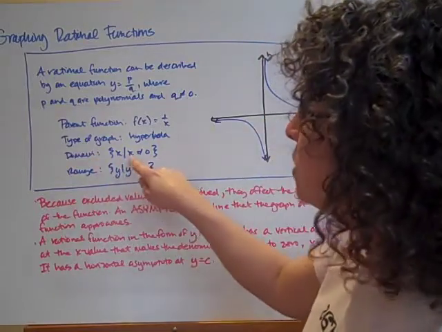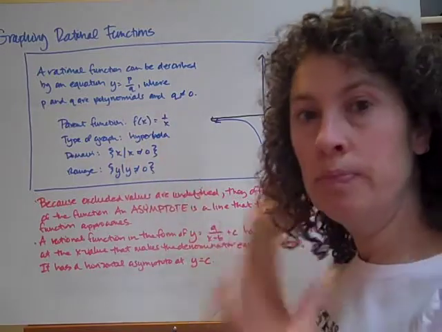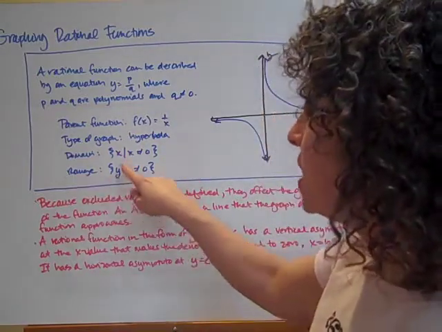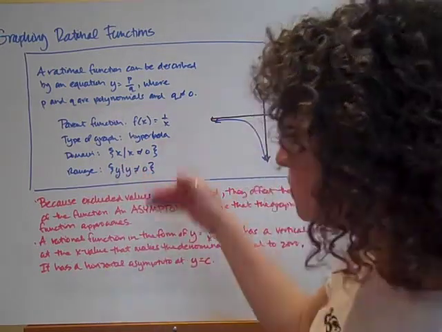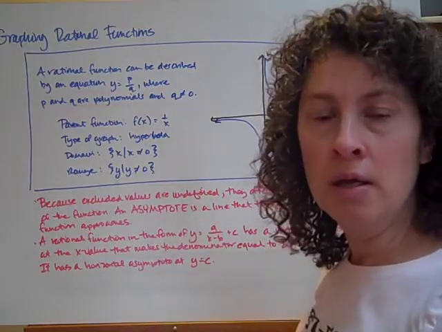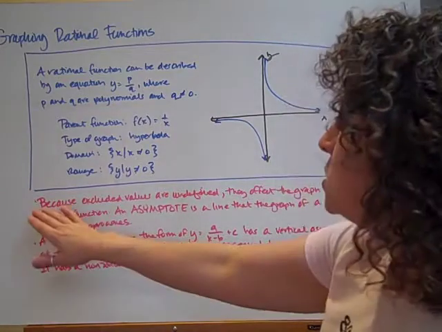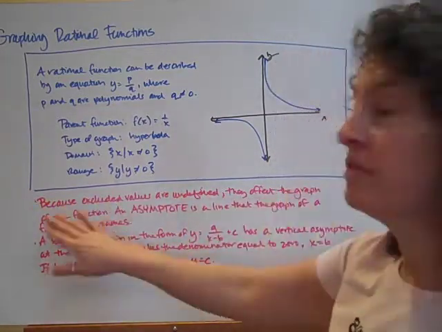The domain, we're going to have to be excluding something. So our domain is x such that x doesn't equal whatever our excluded values are. And our range is y such that y doesn't equal whatever our excluded values are. So again, we're looking to see what values I can't include in the domain or the range to be able to graph this. Because excluded values are undefined, they affect the graph of the function.